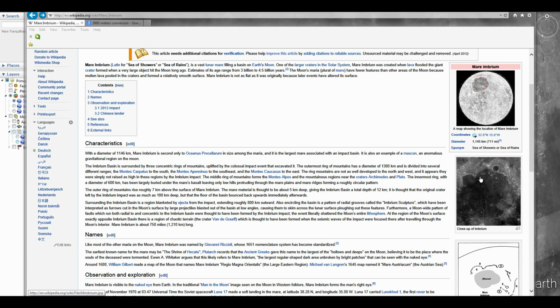Now this is Mar Imbrium, and if we look over here, it says the outer ring of mountains rise roughly 7 kilometers above the surface of Mar Imbrium. So in other words, here's the ring of mountains where the UFO goes. This is very tall. Now I also looked up this promontory right here. It's 1.6 miles tall right here. But over here it tells us that this ring of mountains, I guess, averages 7 kilometers.